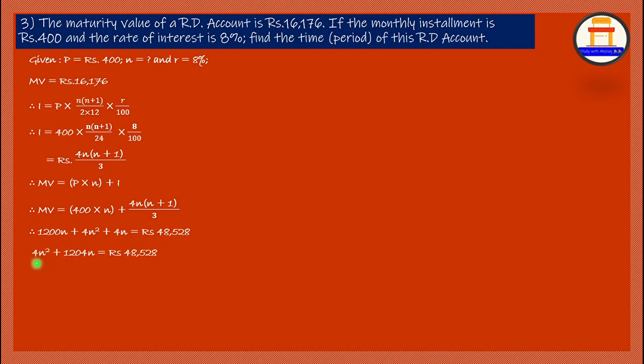We get 4n square plus 1204n equals 48,528. Let's divide the entire equation by 4. Upon dividing completely by 4, we get n square plus 301n minus 12,132 equals 0. It's in the form of ax square plus bx plus c equals 0.